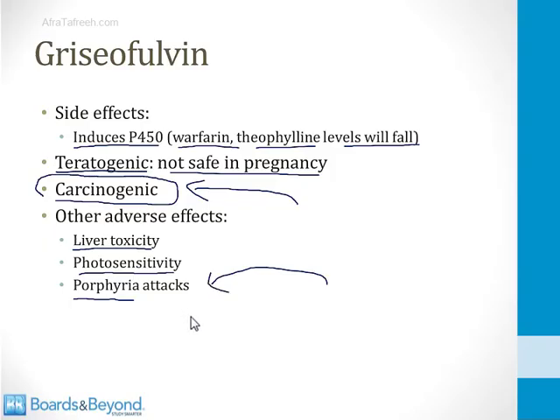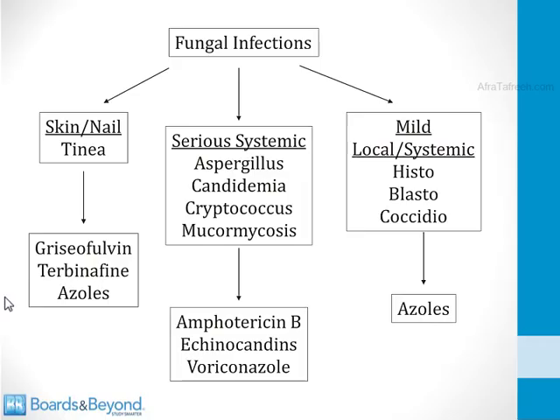And an easy thing that I always remember about griseofulvin to get board questions right is that it's not safe in pregnancy, it's not safe in liver disease, and it's not safe in porphyria patients. Let me just finish with this slide to remind you where these different drugs are used. So for skin and nail infections caused by dermatophytes, the tinea infections, griseofulvin and terbinafine and the azoles are the agents that are often used.